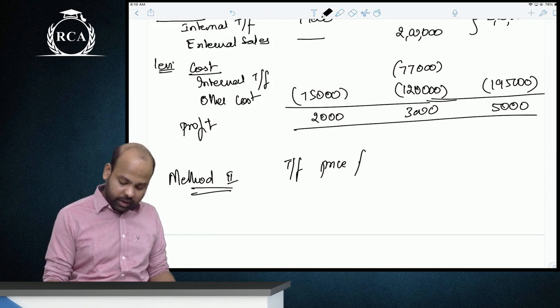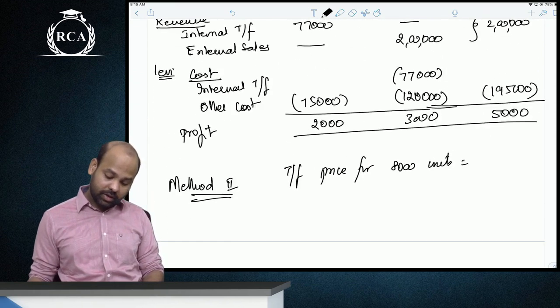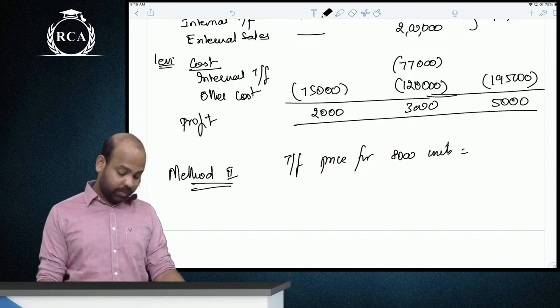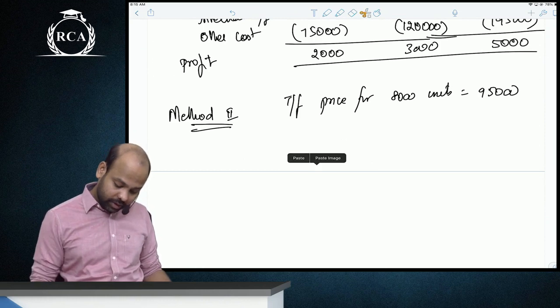Transfer price for 8,000 units. You'll be like, sir, what question is this? Don't take tension, only one of this kind. Transfer price is 95,000. There are huge economies of scale occurring.